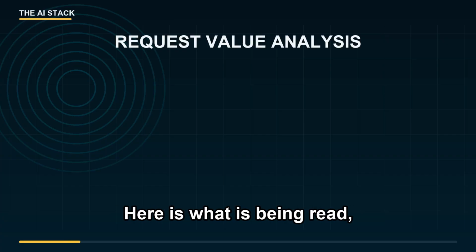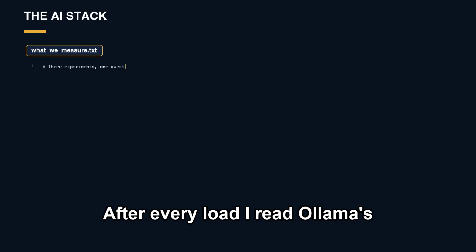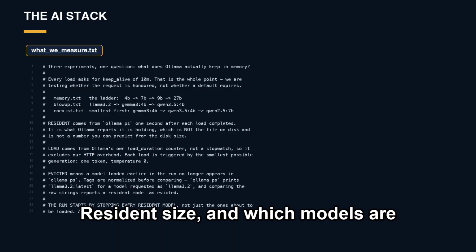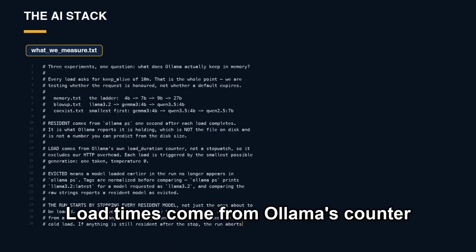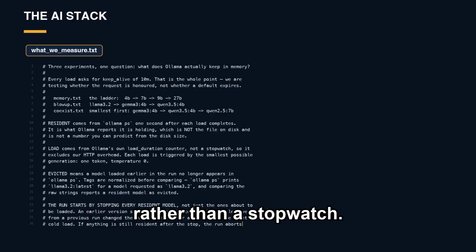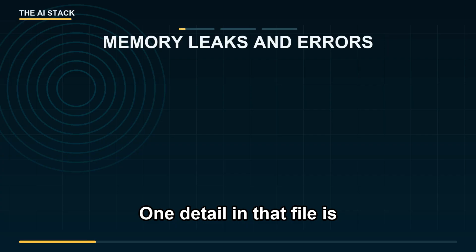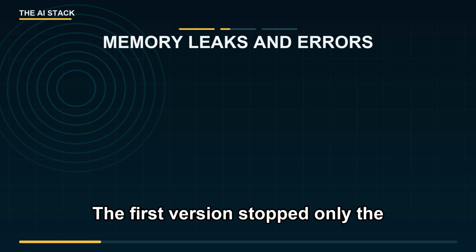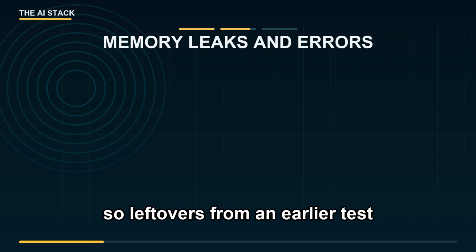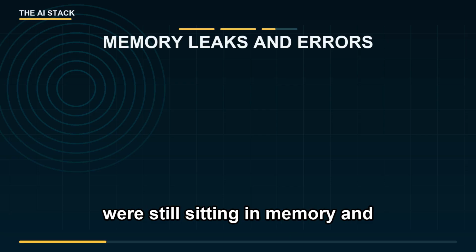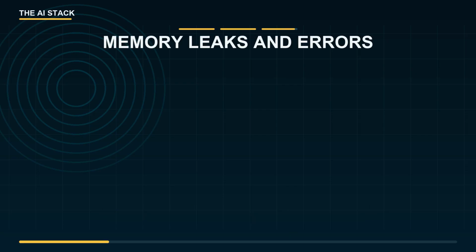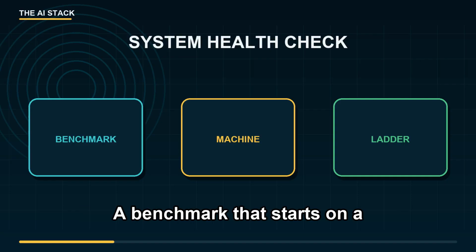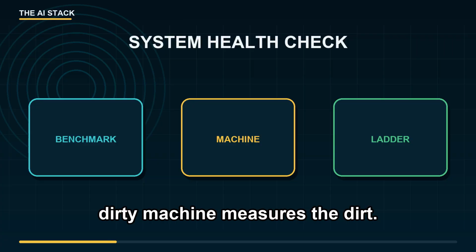Here is what is being read and how. After every load, I read Ollama's own table 1 second later: resident size, and which models are still there. Load times come from Ollama's counter rather than a stopwatch. One detail in that file is a mistake I made and had to fix. The first version stopped only the models it was about to load, so leftovers from an earlier test were still sitting in memory and quietly changed the answer. It now stops everything resident and refuses to run if anything survives. A benchmark that starts on a dirty machine measures the dirt.